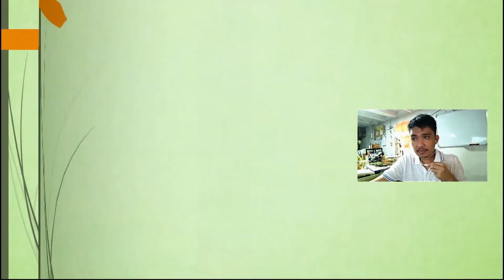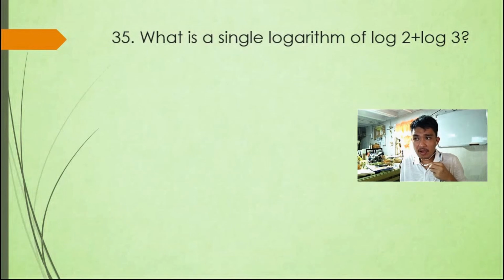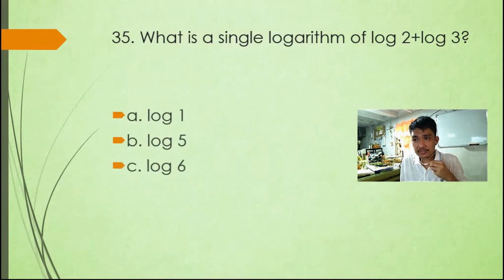Number 35. What is a single logarithm of log 2 plus log 3? Letter A, log 1. Letter B, log 5. Letter C, log 6. Or letter D, log of negative 1.